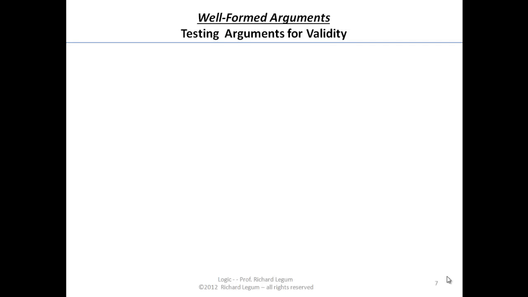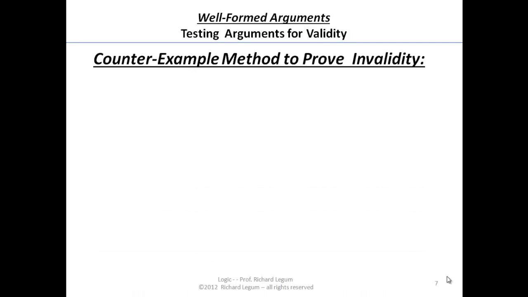It'll be worthwhile summarizing what we've learned about the definition of validity, the concept of validity, and how we can go about using that to prove that an argument is invalid, and if not, we're going to have to assume it's valid. I'm going to call this the counterexample method of proving invalidity. That is, we're providing an example that goes counter to the validity of the argument.